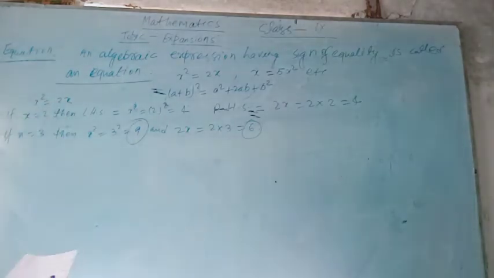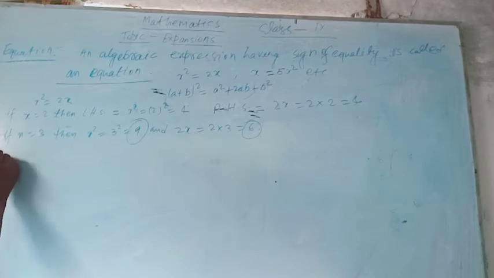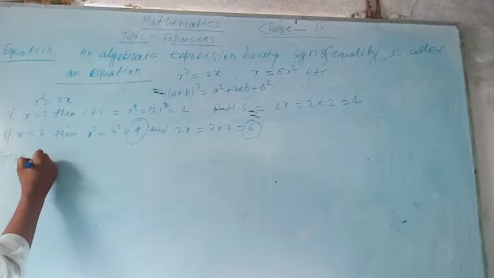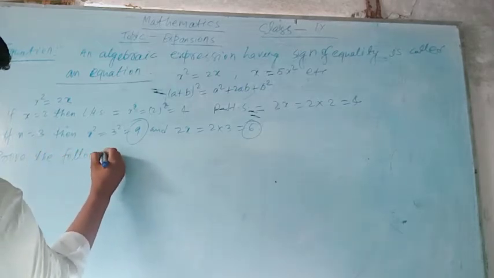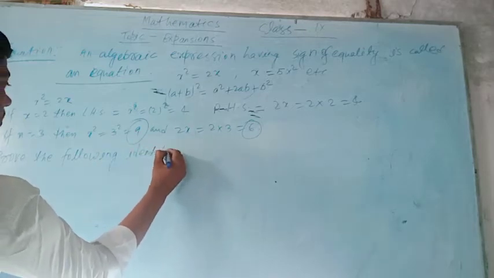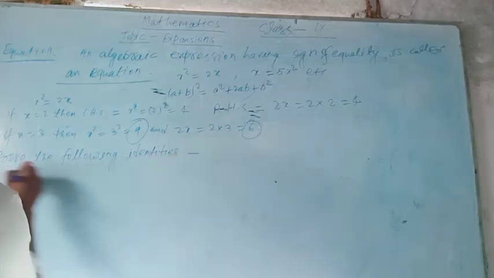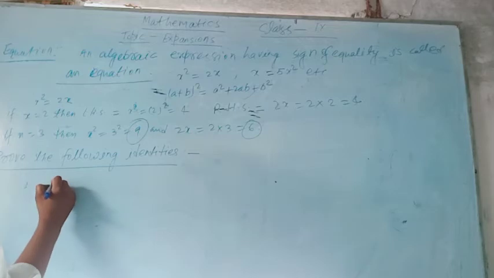Prove the following identities. First identity is (a plus b) whole square is equal to a square plus 2ab plus b square. You have to prove it. So, proof.